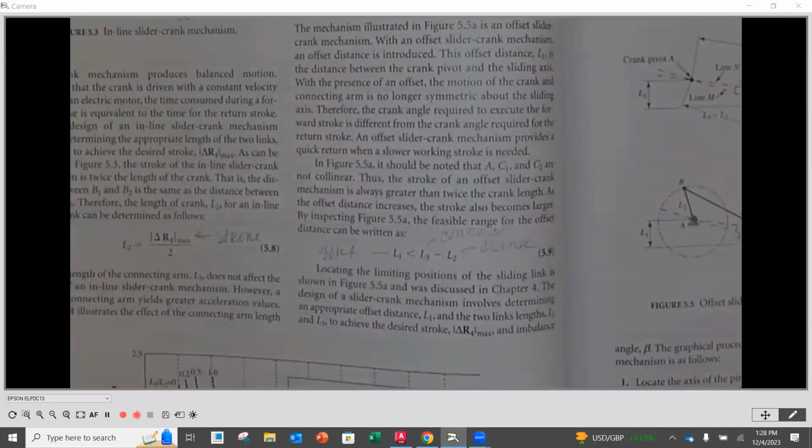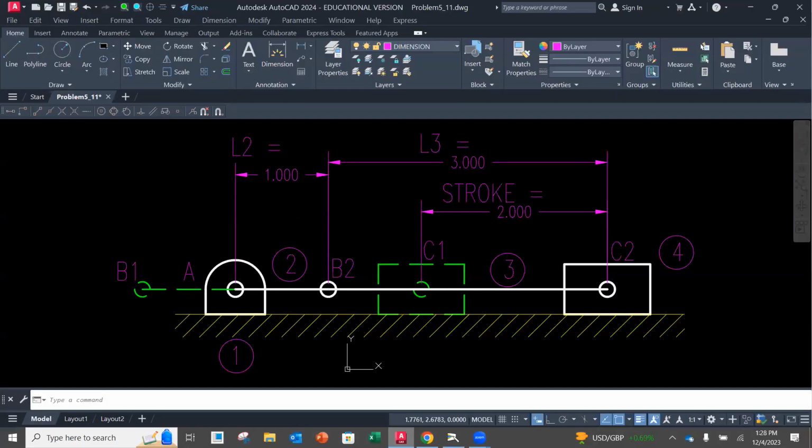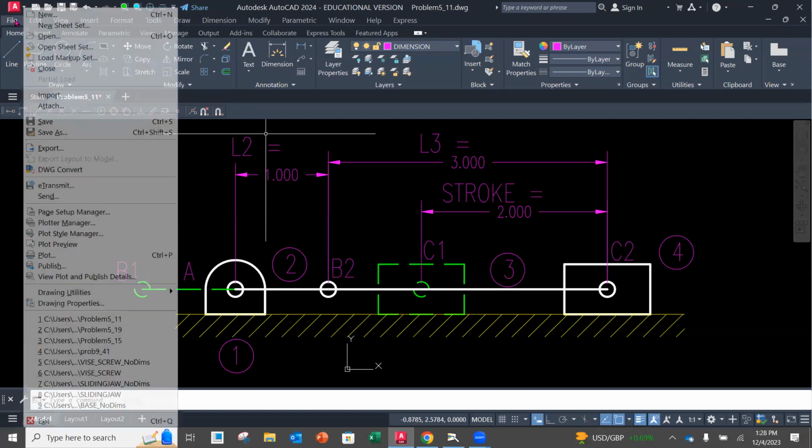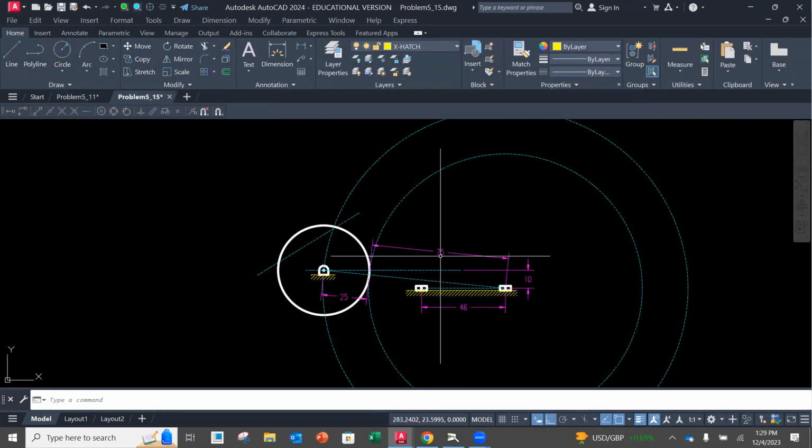So I did draw this out. And I drew it out in AutoCAD, and this is number 15, right? File open. Now, again, I'm not going to start from scratch. I'm going to show you how I went about this process, okay?